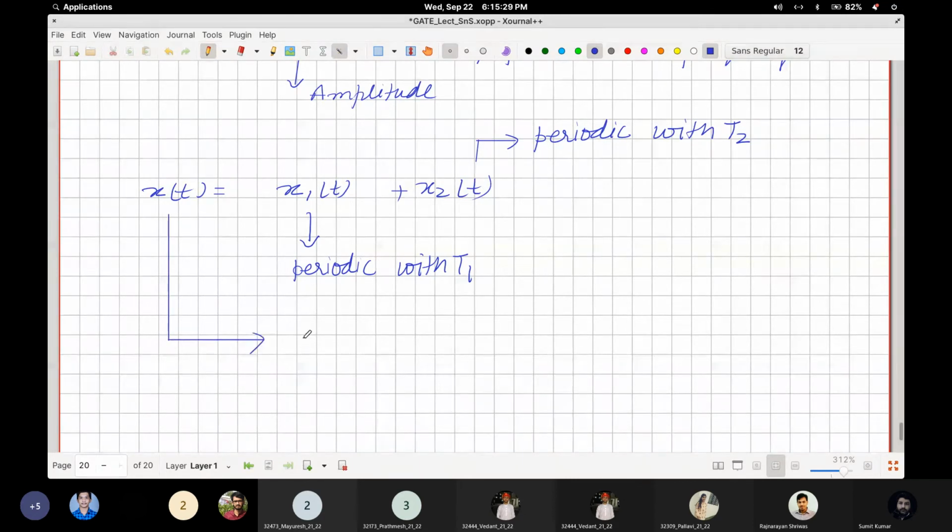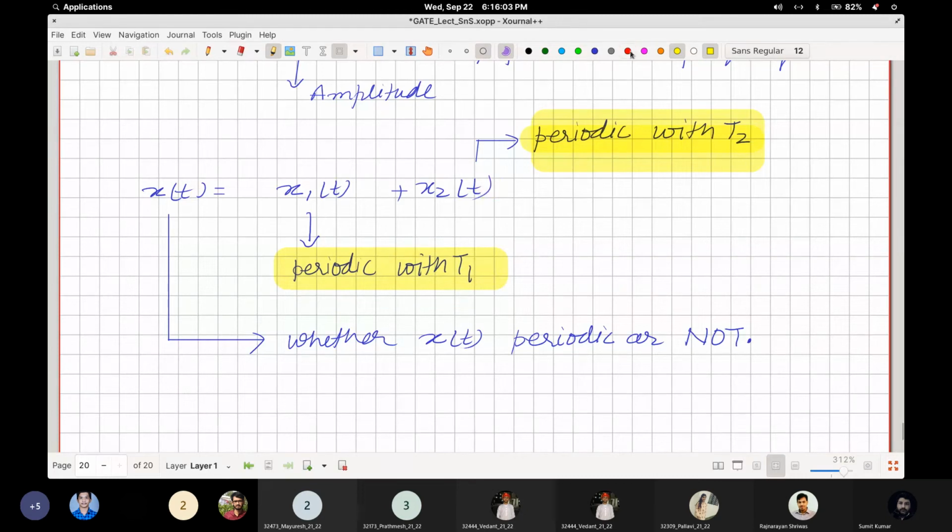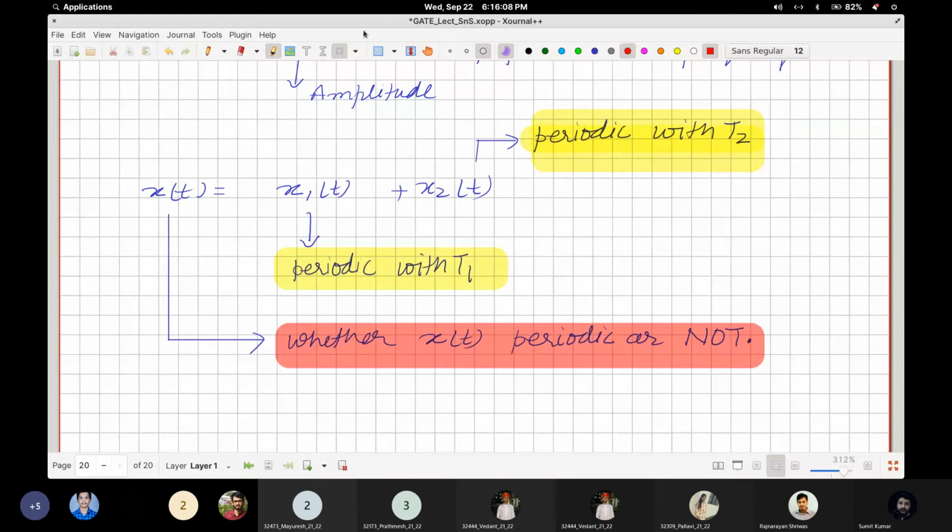Just tell me whether x(t) is periodic or not. Can you tell me if x(t) is periodic, or is it always periodic, or is there a condition there? Not always. It's not always periodic, right? So under what condition is it going to be periodic? Sir, x1(t) should not be equal to x2(t).